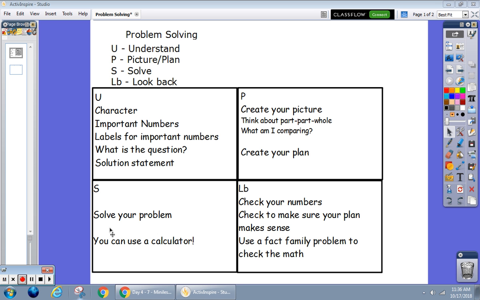S is for solve, so you're going to solve your problem, use your calculator. And then LB, check your numbers, make sure you wrote the right numbers from the problem into your U section. Make sure you wrote those same correct numbers in the P and the S. Check your calculator, make sure you did the right operation, do what you meant to do. And then you're going to use a fact family problem to check your math.